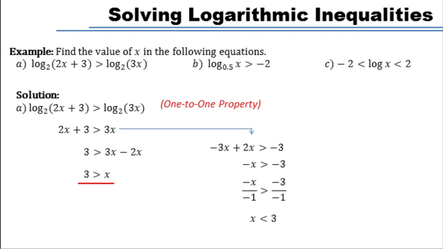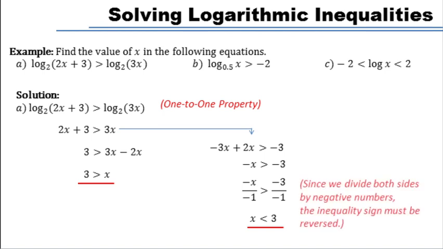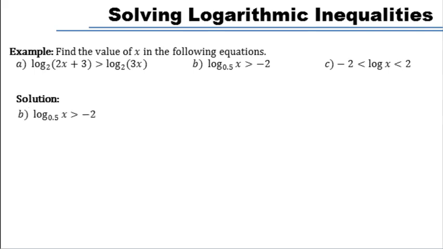So, why was our sign reversed? Since we divide both sides by a negative number, the inequality sign must be reversed. So, every time you divide both sides of the inequality by a negative number, you must also reverse the inequality sign. If it is greater than, it becomes less than. And if it is less than, it becomes greater than.